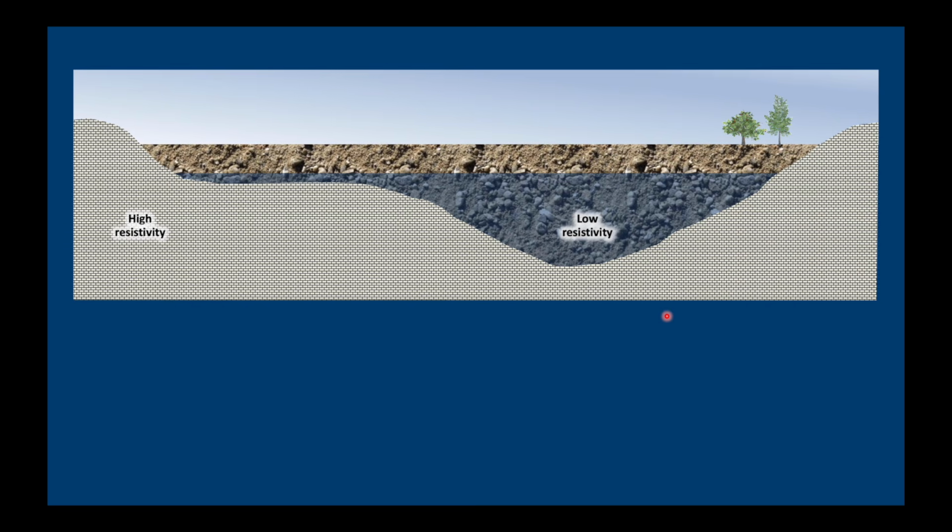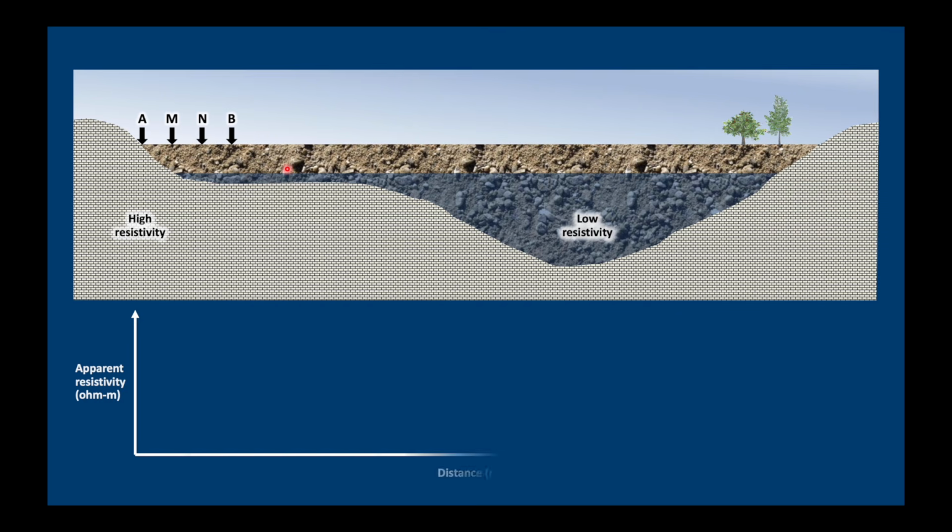Let's go back to the example we looked at earlier. We'll assume that our alluvial aquifer here has a lower resistivity than the underlying bedrock. We're going to bring our equipment to this side of the valley, and we're going to plot our apparent resistivity values against distance. Now, the first reading we take at the edge of our valley, most of our current is flowing through the high resistivity bedrock, so overall our resistivity values will be quite high.